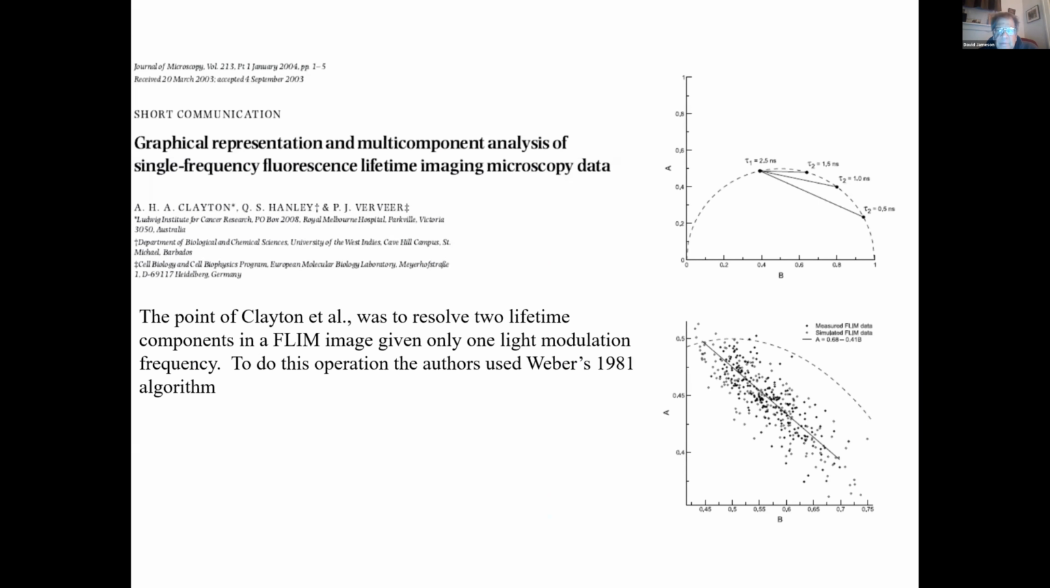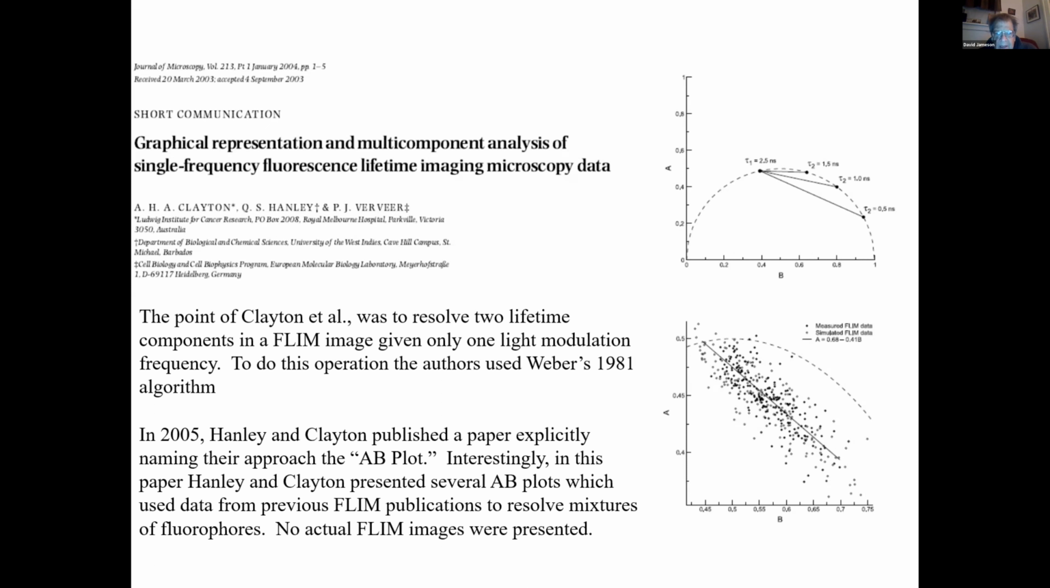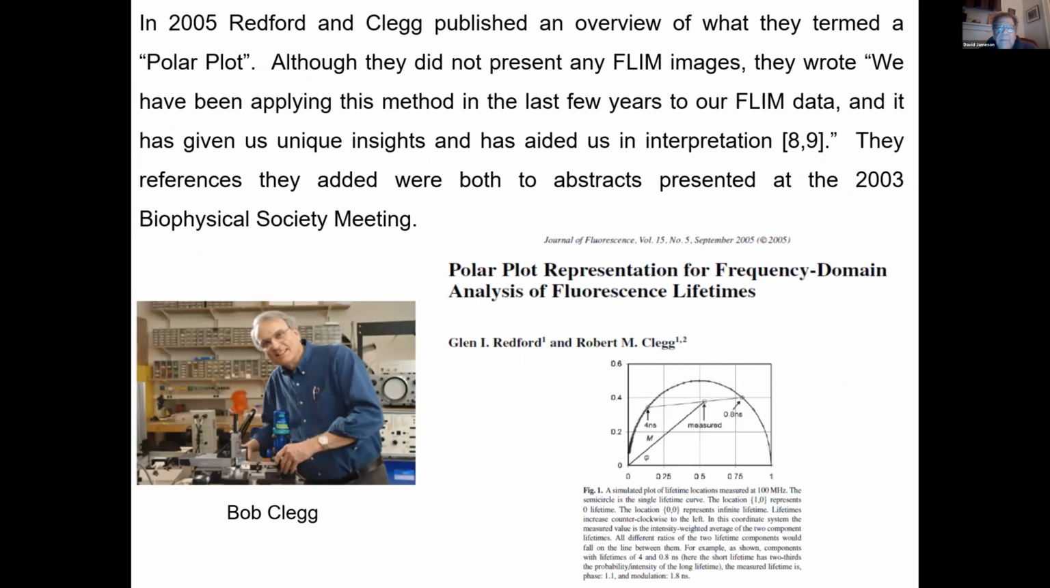Interestingly, their point was to resolve two lifetime components in a FLIM image with one light modulation frequency using Weber's 1981 algorithm that he presented in the paper I just showed you. They actually called this plot the AB plot, which is not a very interesting name, I think all of us would say. They presented AB plots using data from several FLIM publications, but they never presented FLIM images.